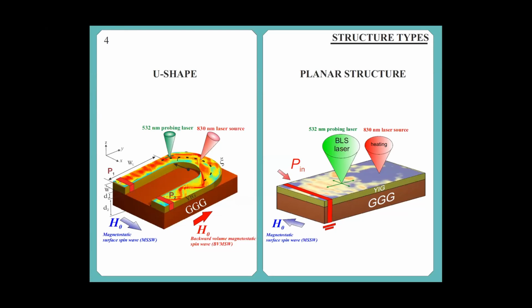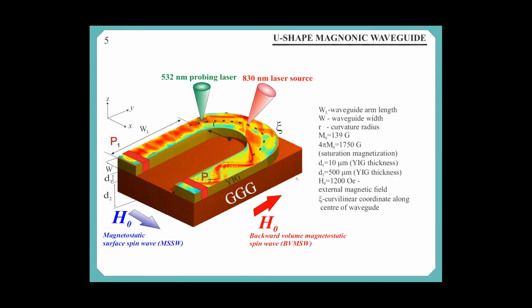In this work, we consider two types of structures. Structures with broken translational symmetry, like a U-shape, and a planar waveguide structure, to which we apply laser heating. Let us proceed to the first structure. It's a horseshoe-shaped structure, and heating was carried out in the area of rounding.